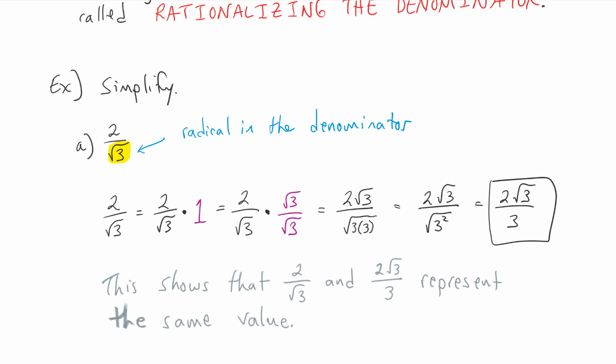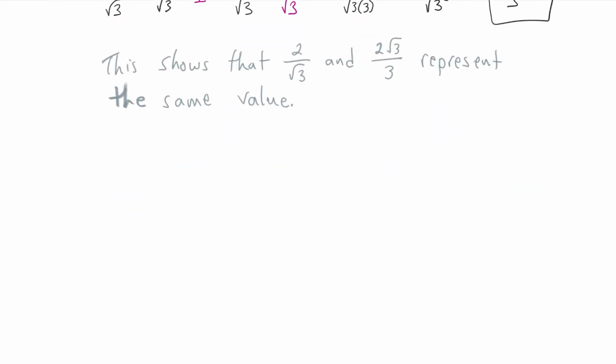So they represent the exact same value. However, 2 square root of 3 over 3 is simplified. All right, let's try another one. So if we had, let's say, the principal square root of 1/5.